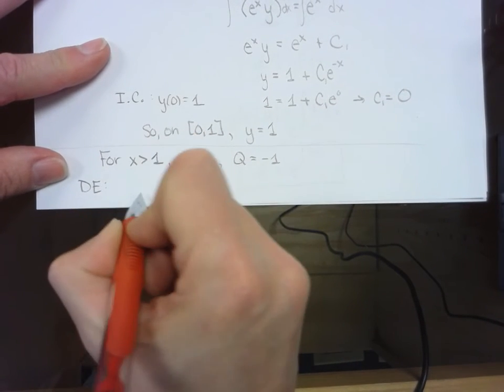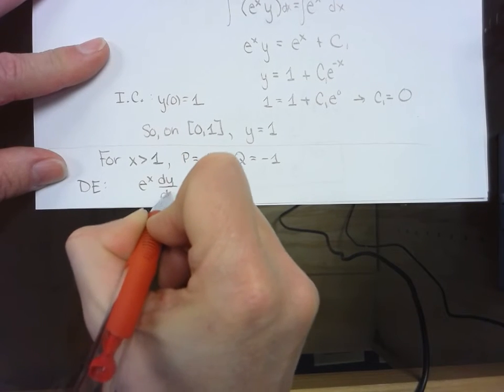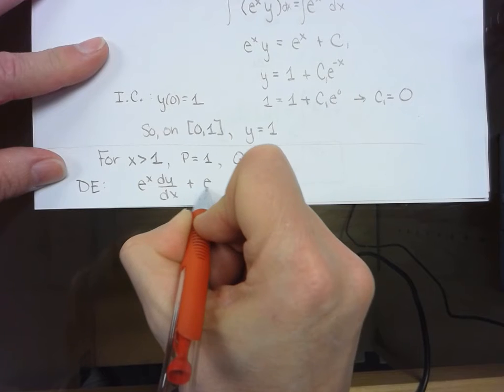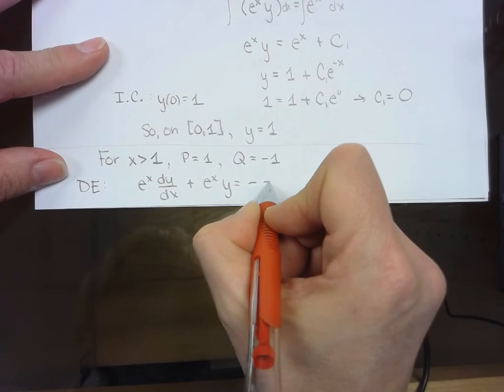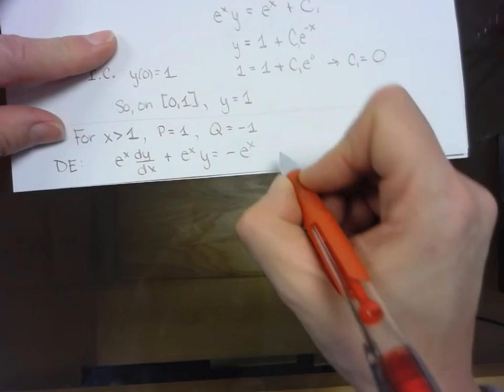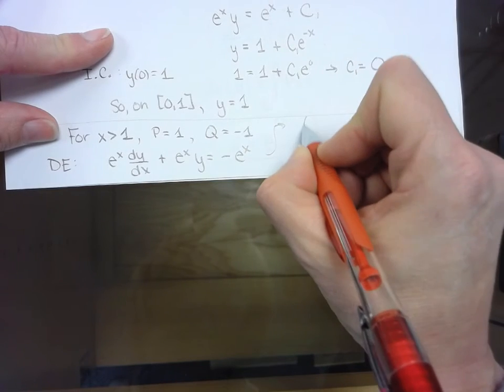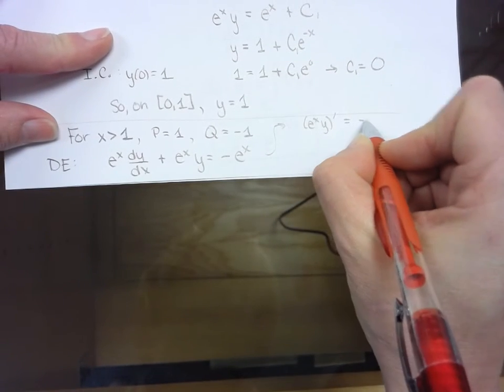becomes e to the x dy dx plus e to the x y. And this time it would just be negative 1 times e to the x. We already know that the left-hand side is the derivative of a product, e to the x y prime equals negative e to the x.